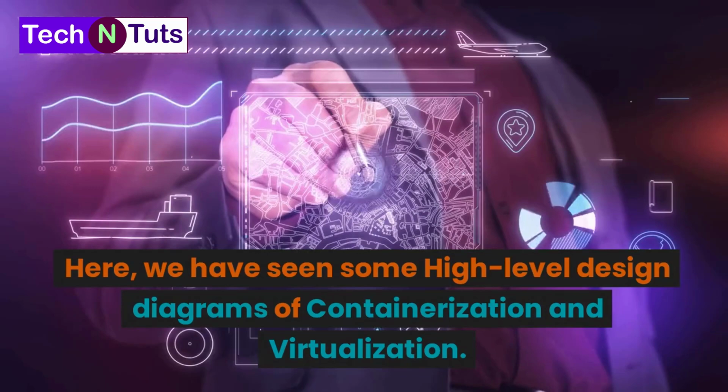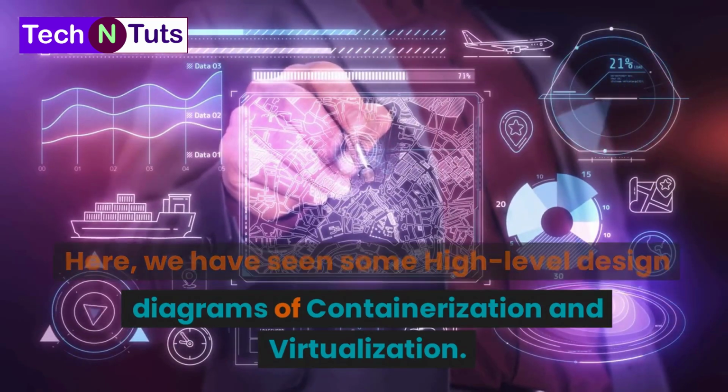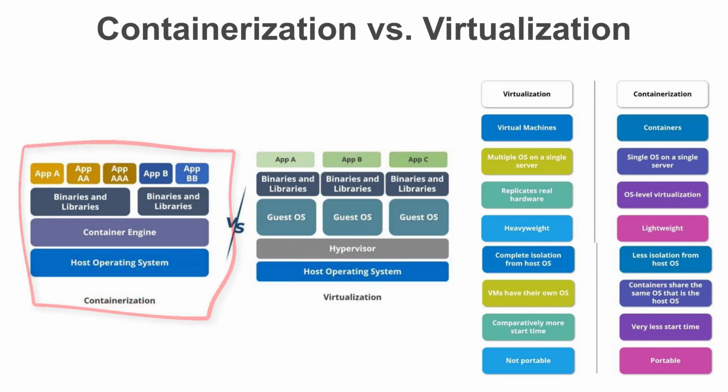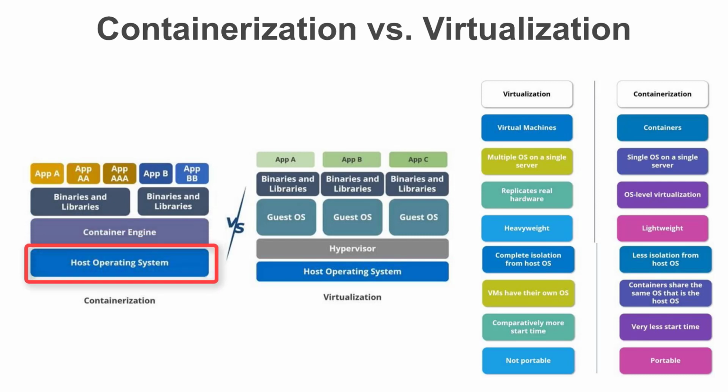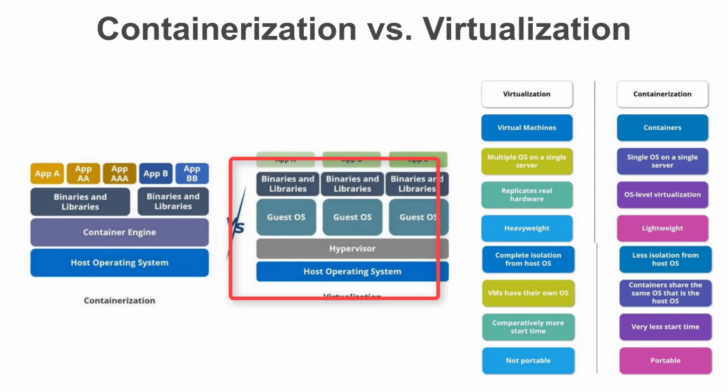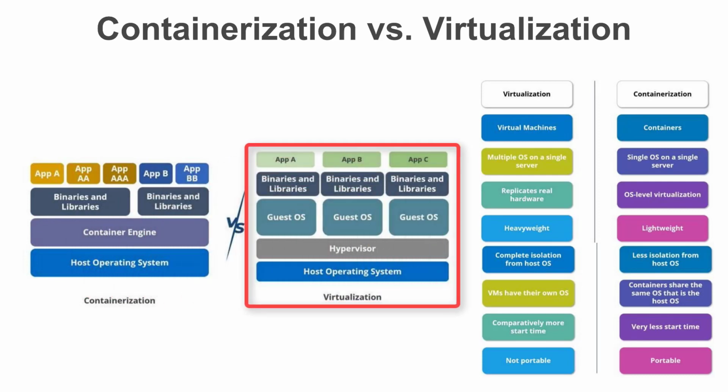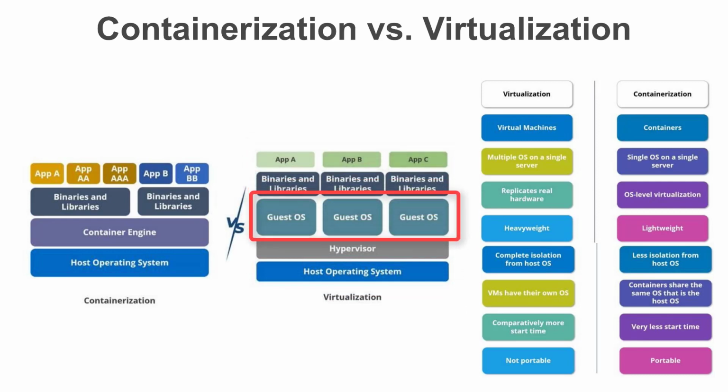Here, we have some high-level design diagrams of containerization and virtualization. In containerization, each group of apps runs on binaries and libraries. All binaries and libraries run on the container engine. The host operating system is running under the container engine. On the other side, unlike containerization, each app runs different binaries and libraries. Each binary and library runs on a separate guest OS. A hypervisor is running between the guest OS and the host operating system.